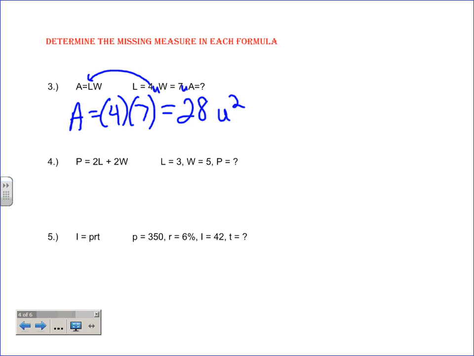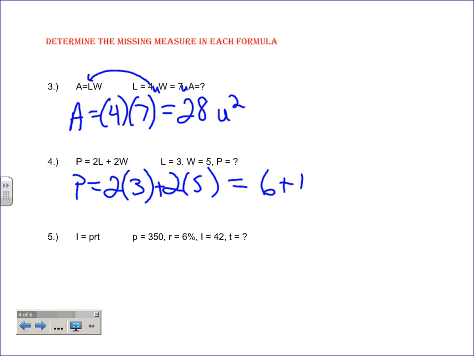There's no units there. Well, here's P. Okay. 2 times whatever L is. That's a 3. 2, 5. Okay. Well, we don't know units, so basically we just do order of operations. So we're talking about 6 plus 10 here, and we got 16.